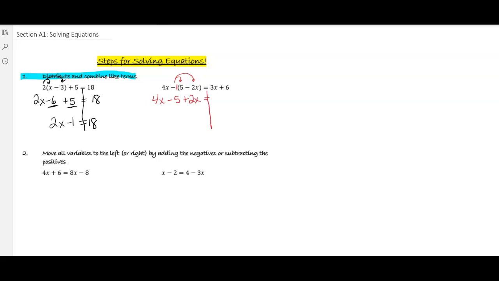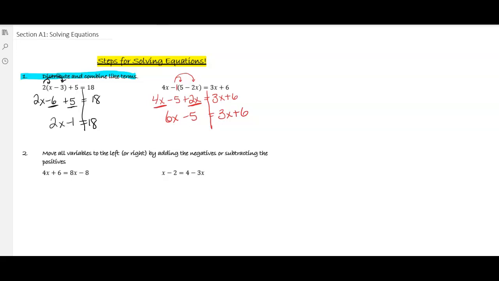Bring down my line with the equal sign, 3x plus 6. Now I combine like terms that are on the same side. The only thing on the same side is these two that can go together. 4x and 2x is 6x. Bring down the minus 5 and bring down the 3x plus 6. So that's what distributing and combining like terms will look like.